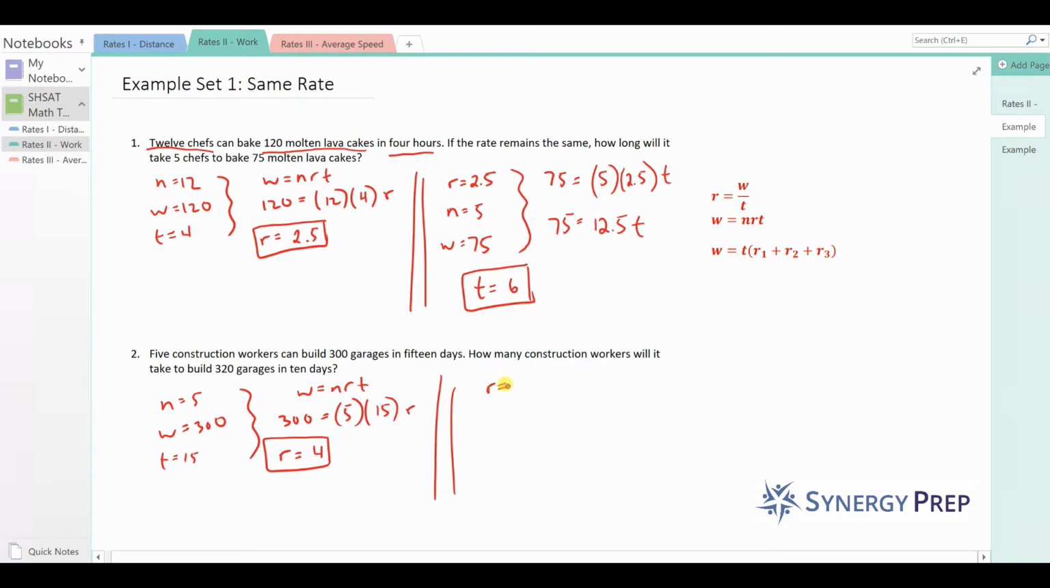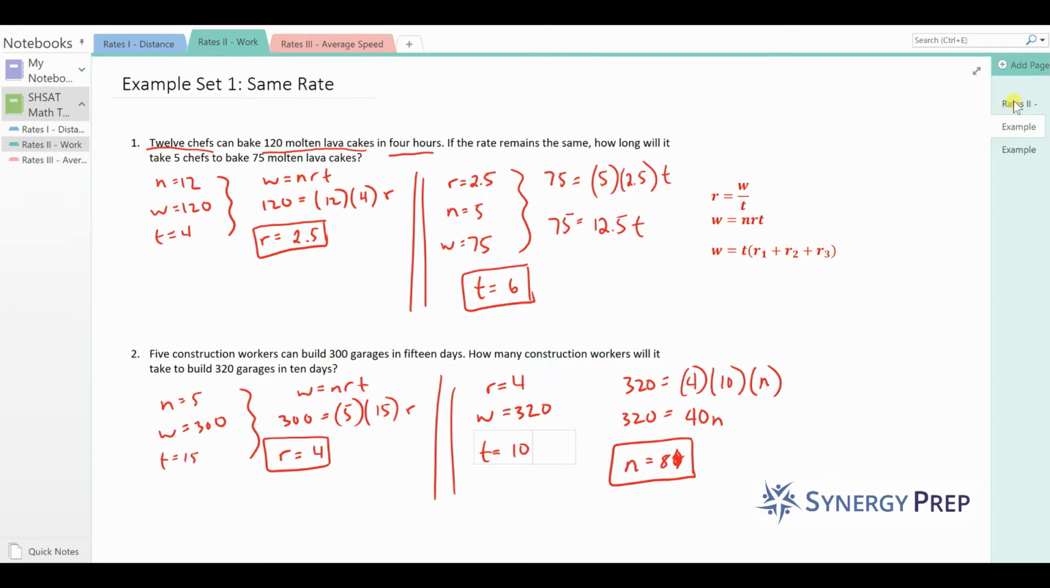For the second part, again, the rate stays the same, so R is equal to 4. We have 320 garages given. How many construction workers will it take to build 320 garages in 10 days? So W is equal to 320 and T is equal to 10. Let's just plug it in. W is equal to nRT, so 320 is equal to 4 times 10 times n, which is what we're solving for. So 320 is equal to 40n, and n is equal to 8, not 80, just 8. That's it, guys. That's same rates.